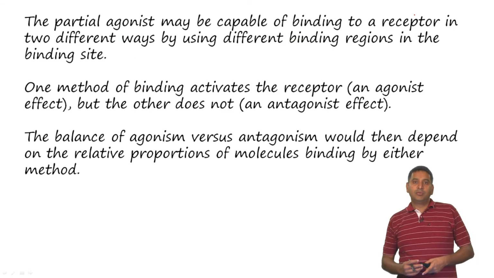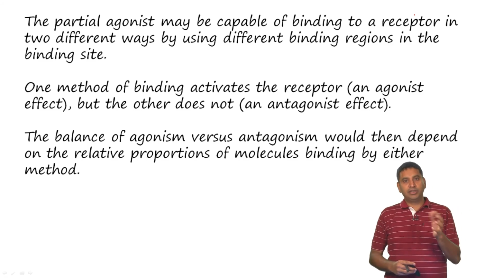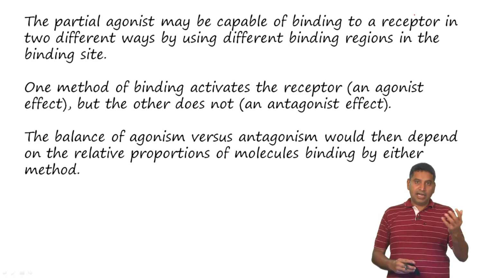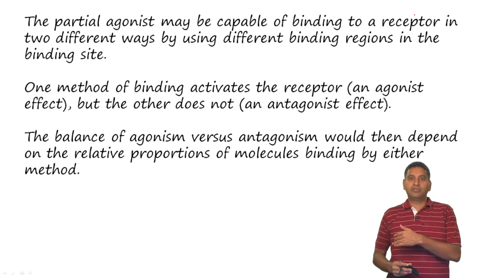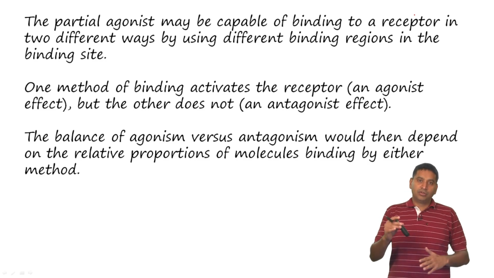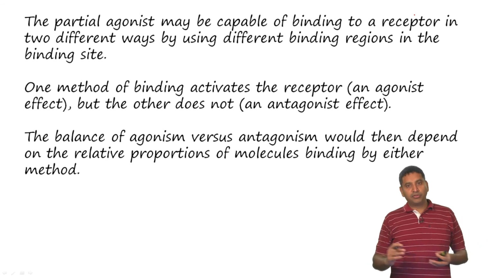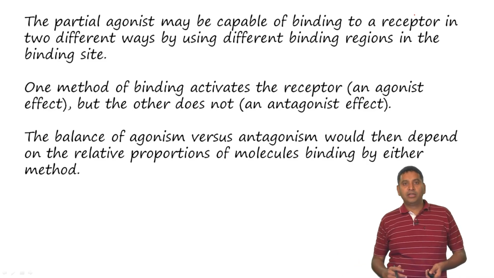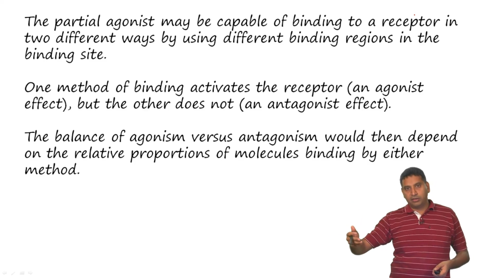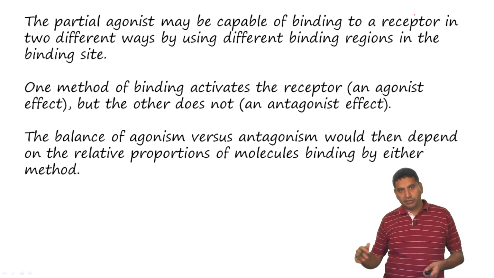Okay. So, partial agonists may be capable of binding to a receptor in two different ways by using different binding regions in the binding site. Okay. One method of binding activates the receptor, that is called an agonist effect, but the other does not, which is called the antagonist effect. So, the balance of agonism versus antagonism would then depend on the relative proportions of molecules binding by either method. Okay. So, we will look later in the lecture at how we can understand this using certain plots.